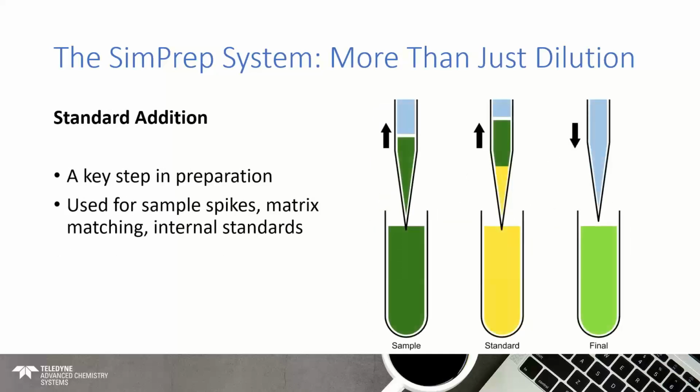Standard addition, so this comes to spiking. This is something where you can take your aliquot of samples. So if you look at the image on the right-hand side of the screen here, we can take an aliquot of the dark green sample. That can be followed by an aliquot of the standard for either internal standard or a standard addition spike, and then you deliver that with a volume of dilution media for your final solution, which comes to that lighter green solution there in the right-hand tube.